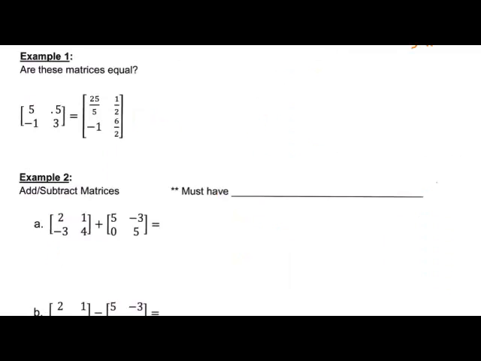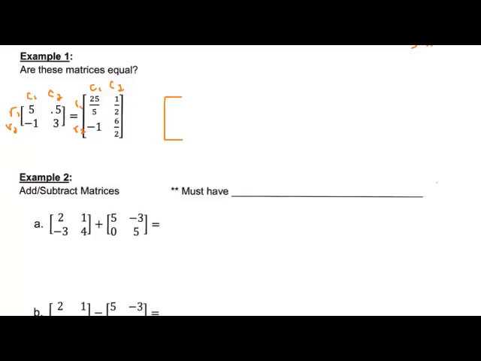For example 1, are these matrices equal? Again, we are looking to see that they have the same number of rows and the same number of columns, and then checking the corresponding positions. So we have row 1 and row 2, column 1 and column 2. In the second matrix, we have row 1 and row 2, column 1 and column 2. So they are dimension-wise equal. We just need to make sure that what is inside the matrix is also equal as well.